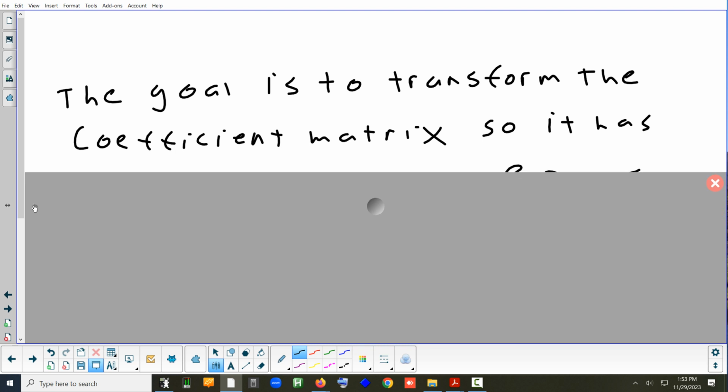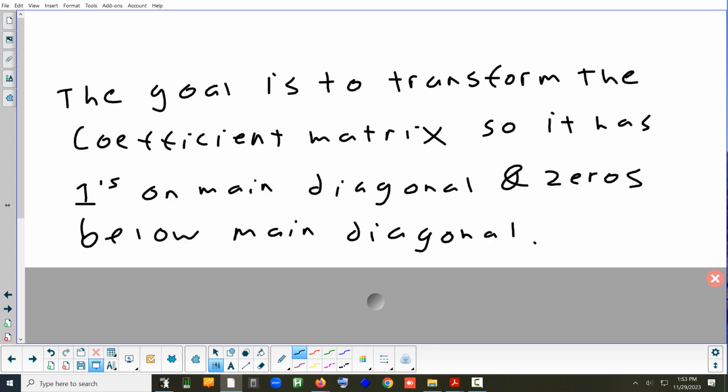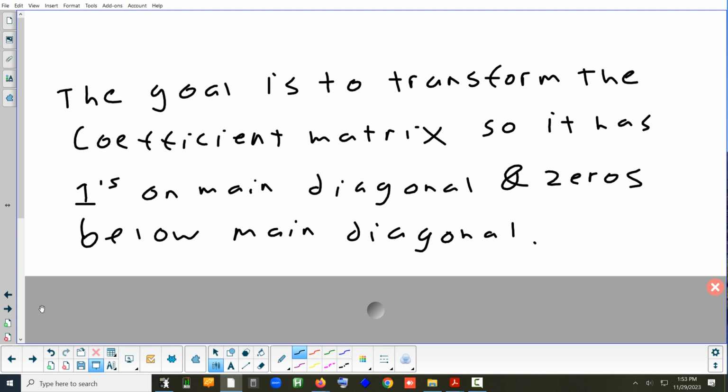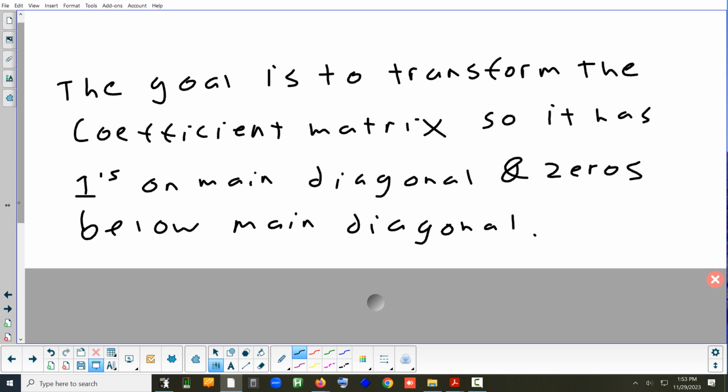All right, so what is the goal? That's the goal of every problem we're going to do today. We have to transform the coefficient matrix. That's the part that's on the left side. So that we end up with a lot of zeros in it. Specifically, I want to get zeros below the diagonal, and I want to get ones on the diagonal. Okay, so here's an example of a matrix, like what that looks like.